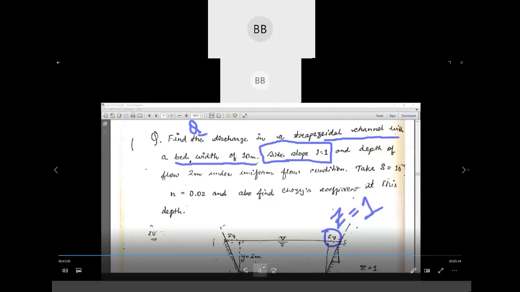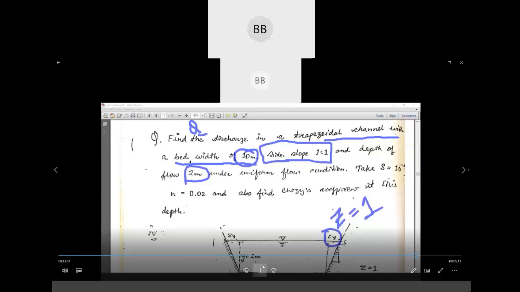Width of the channel is given 10 meter. You do not need to write the whole numerical, you directly just write the given data. That is what you need to find out, that is discharge. Discharge is question mark. Then it's given trapezoidal channel. Width of the channel is 10 meter. Side slope is given 1:1. Depth of flow is given 2 meter.